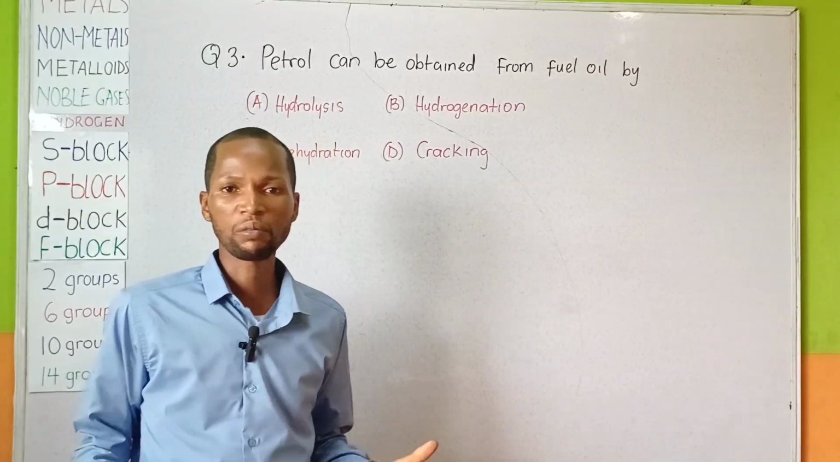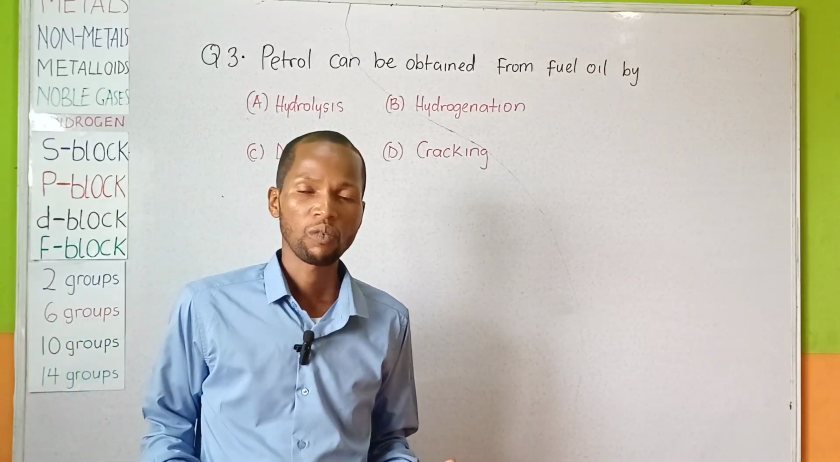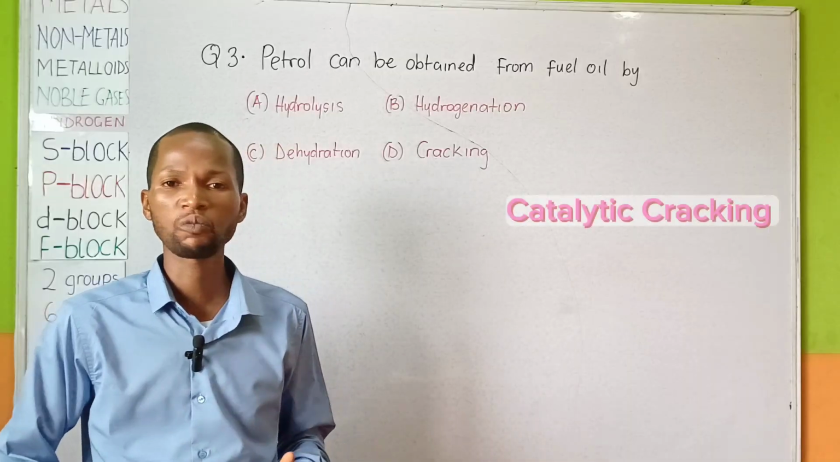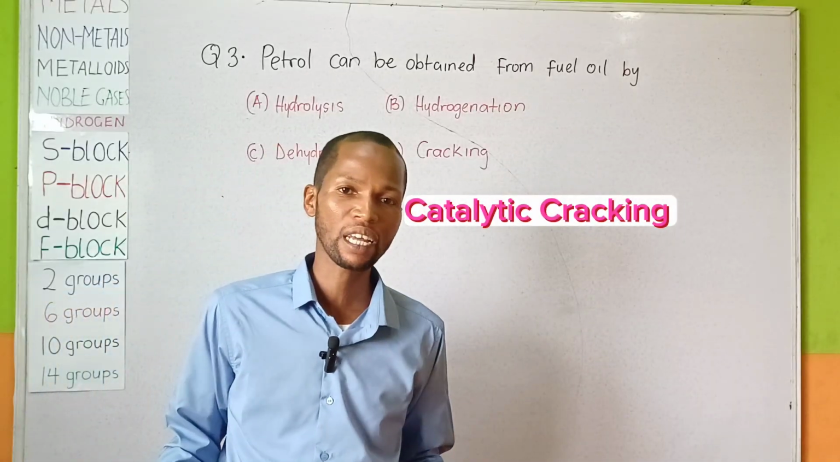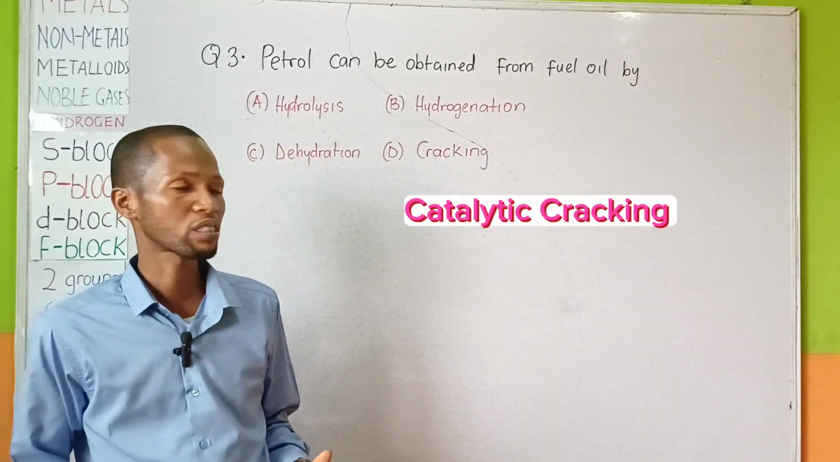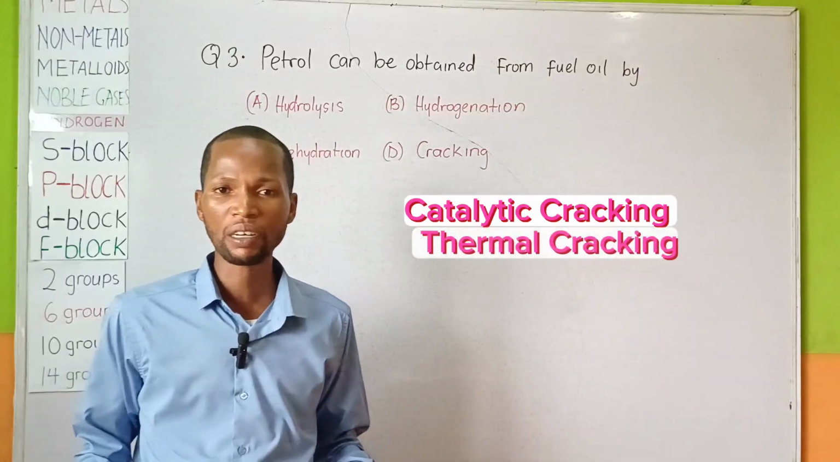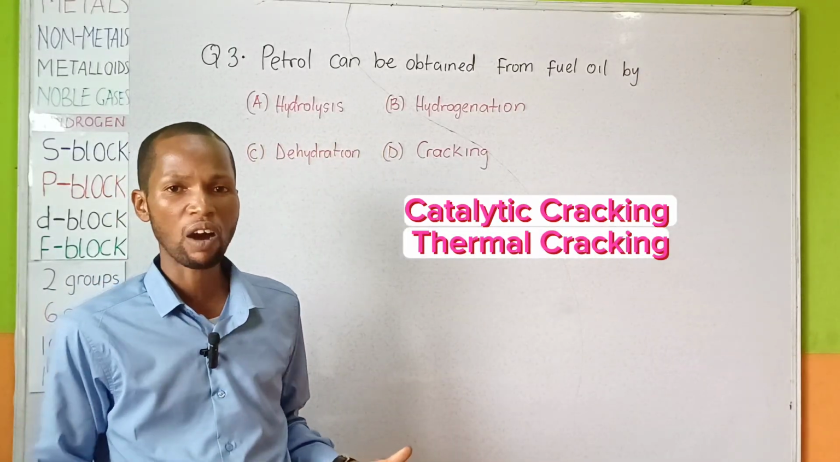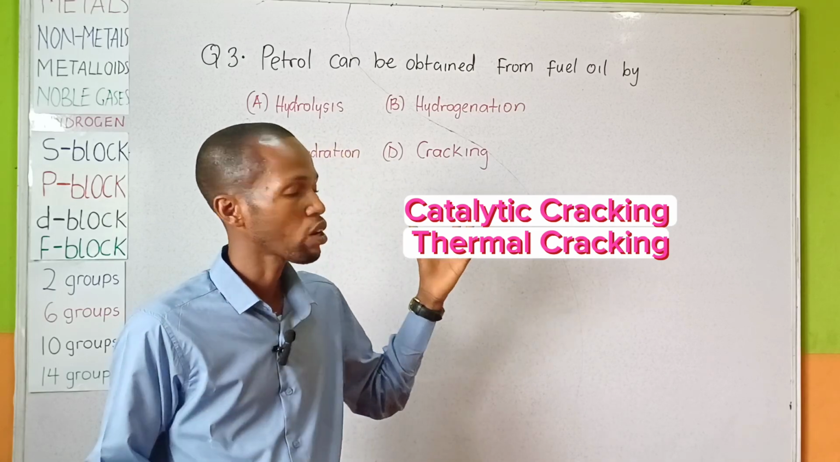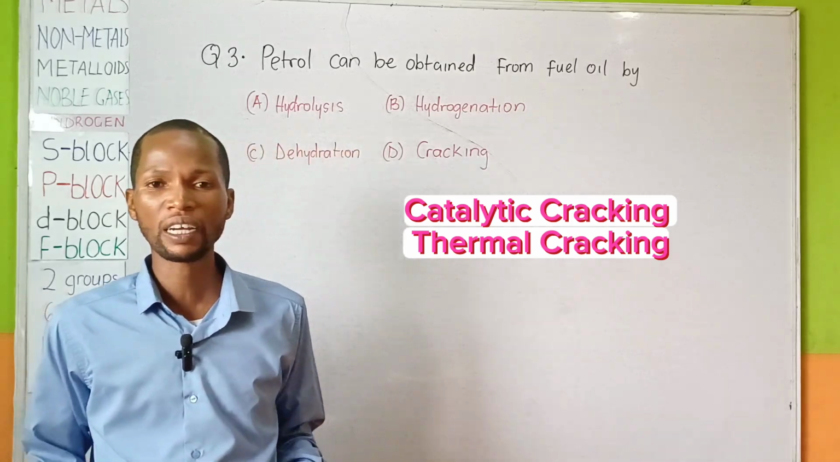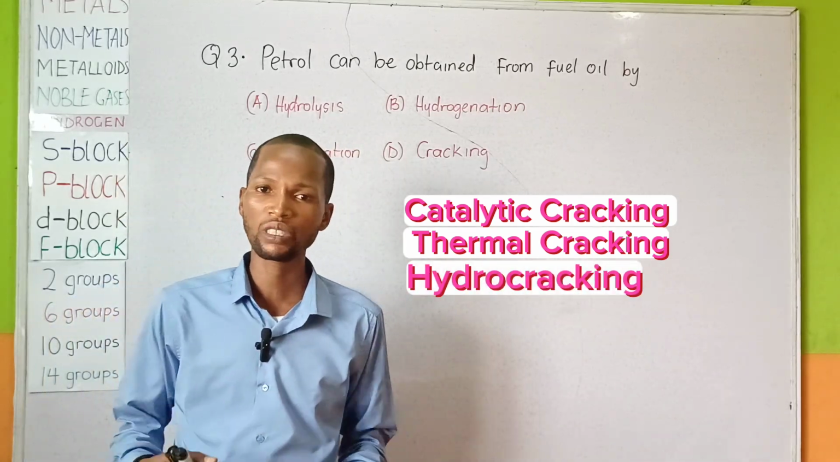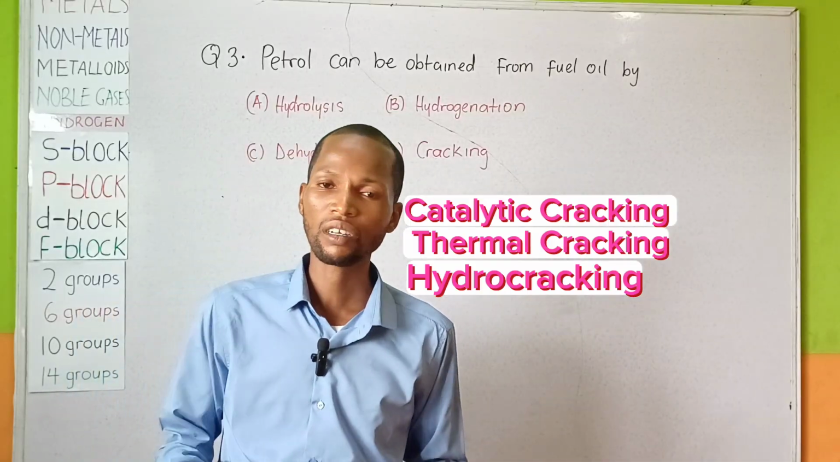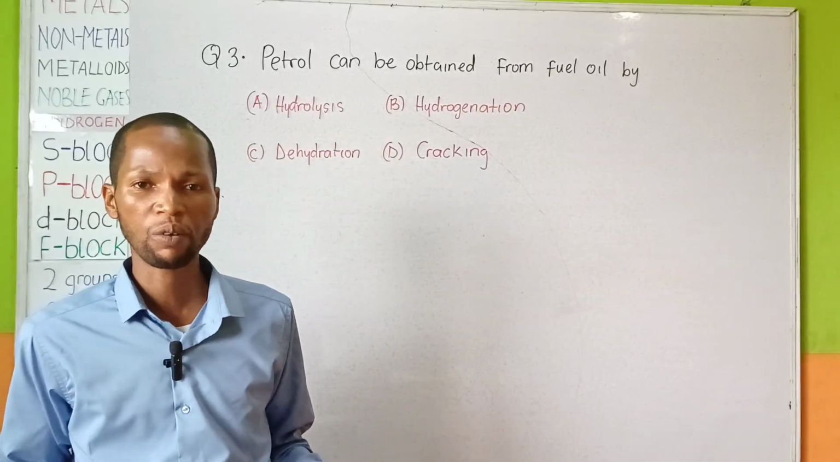We have various types of cracking process. We have the catalytic cracking, which involves the use of catalyst in the cracking process. We also have the thermal cracking, which involves the use of high heat in the cracking of alkane molecule. We have the hydrocracking, which involves the use of both heat and hydrogen in the cracking of hydrocarbon molecule.